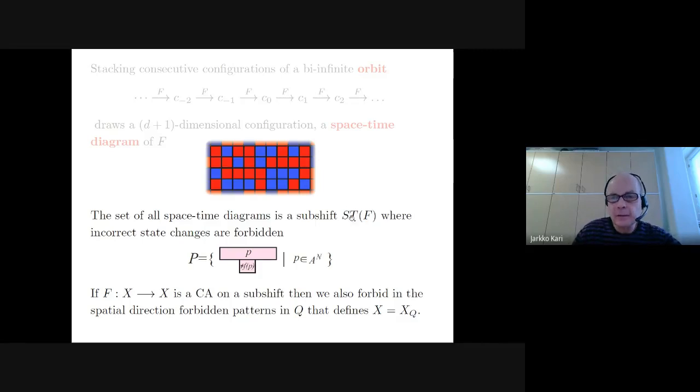So I will denote this subshift by ST_F, where F is the cellular automaton and ST_F is the set of space-time diagrams. And now if you are looking at the cellular automaton over a subshift, then on top of these forbidden patterns, you also add in the horizontal direction the forbidden patterns that define X. This way you also get the set of space-time diagrams for cellular automata over subshift X. It's also a subshift of finite type in one higher dimension.